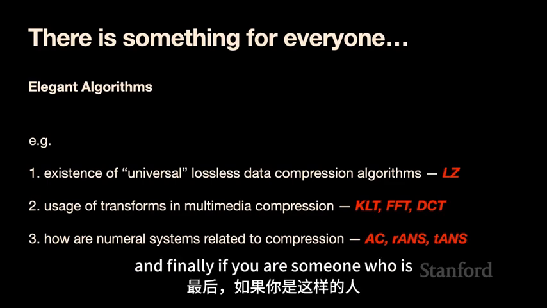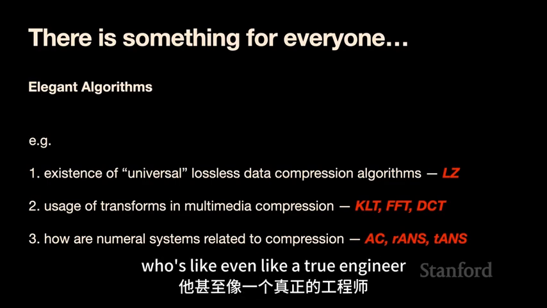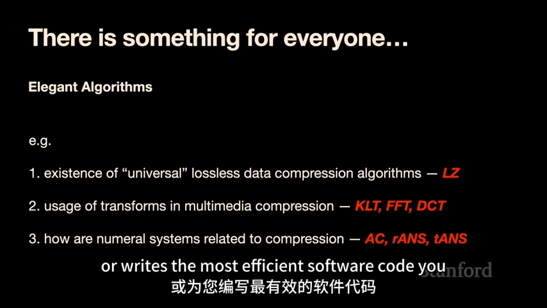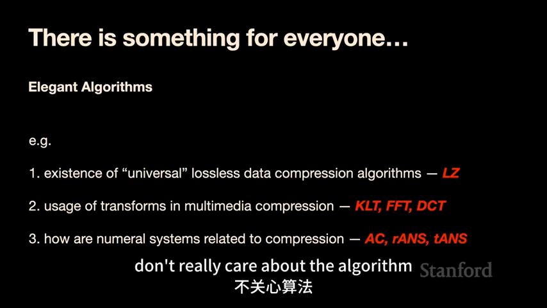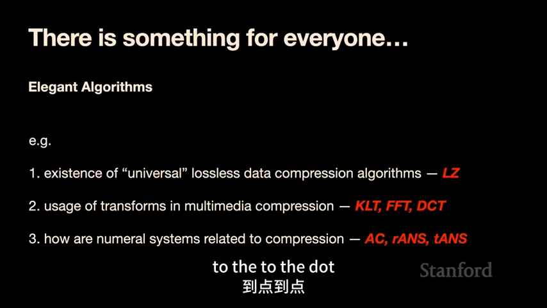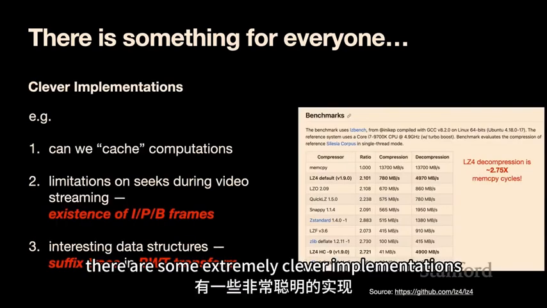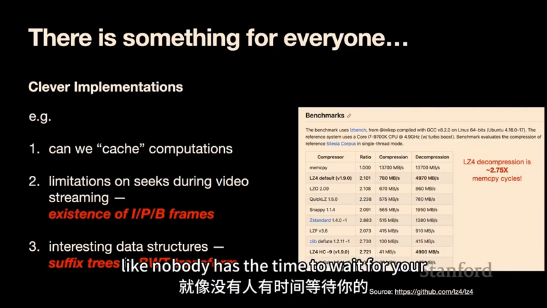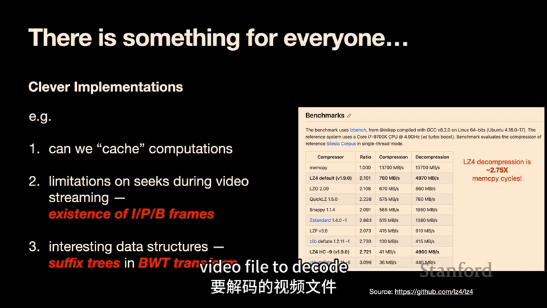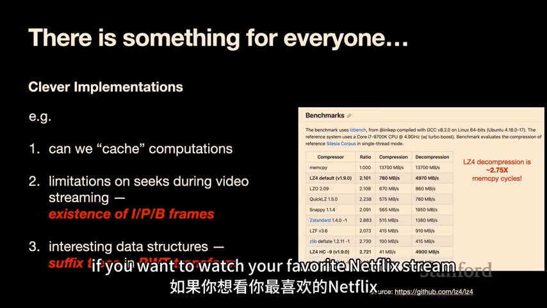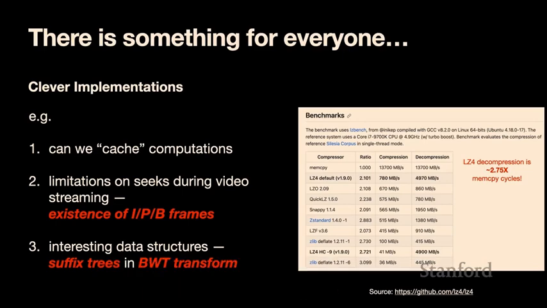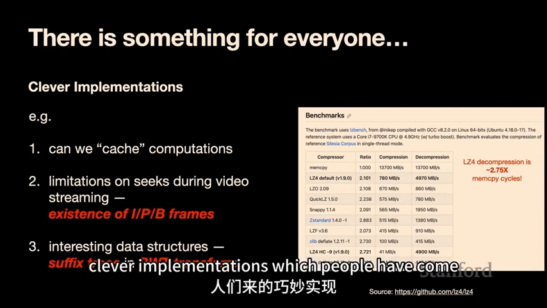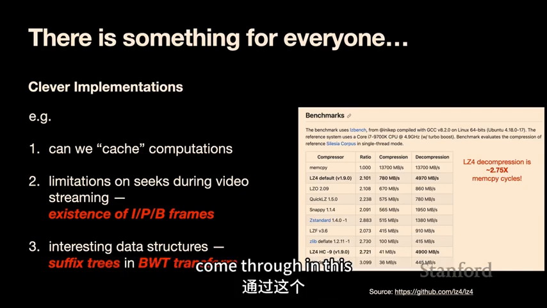And finally, if you are someone who's a true engineer, who goes right down to the assembly code or writes the most efficient software code, you don't really care about the algorithm, you want to optimize to the dot. There are some extremely clever implementations involved in compression. Because as you might imagine, nobody has the time to wait a day for your video file to decode if you want to watch your favorite Netflix stream or whatever it is. Absolutely no one has time. And so there are some very clever implementations which people have come up with.